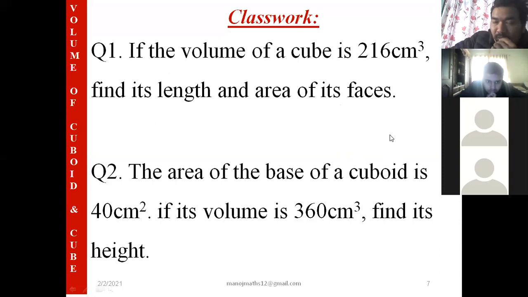216 centimeter square. Yes, sir. You just remember that the total surface area of the cube means 6L square. So the formula for the area of faces is 6L square. Yes, you have told correct. Okay, sir, I got it. I am moving to the next slide.